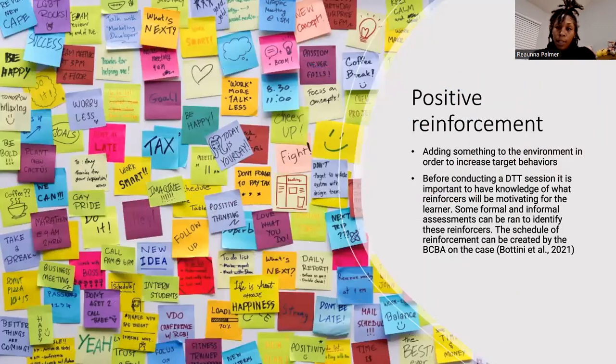So with positive reinforcement, this is going to be adding something to the environment in order to increase those target behaviors that we would like to see. So before conducting a DTT session, it's important to have knowledge of what reinforcers will be motivating for the learner. This can be done by using formal or informal assessments, and it can identify what reinforcers will work for this learner. And then the schedule of reinforcement can then be created by the BCBA that's maintaining the case.